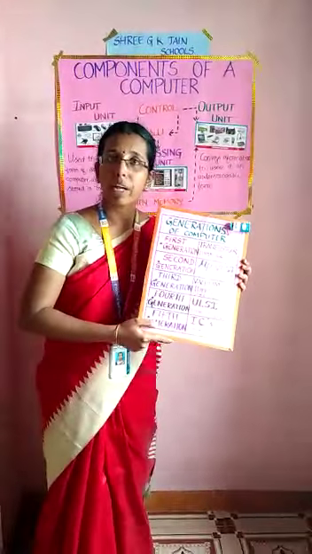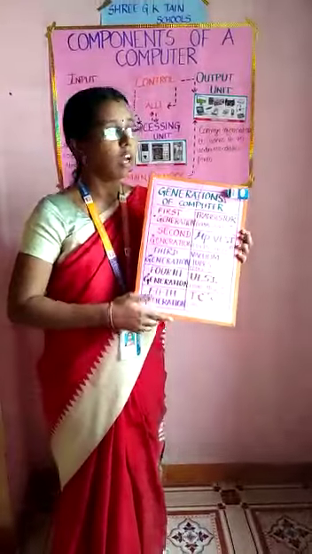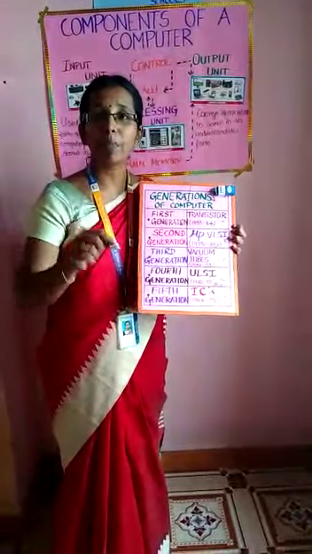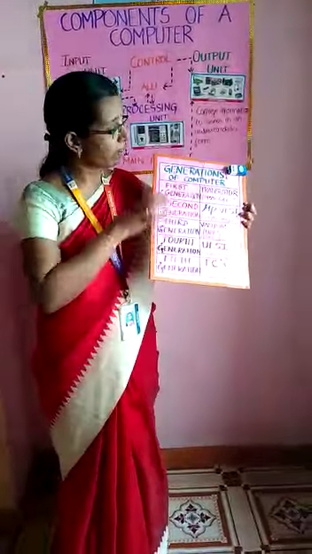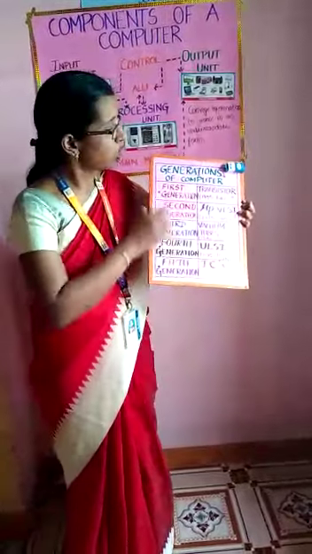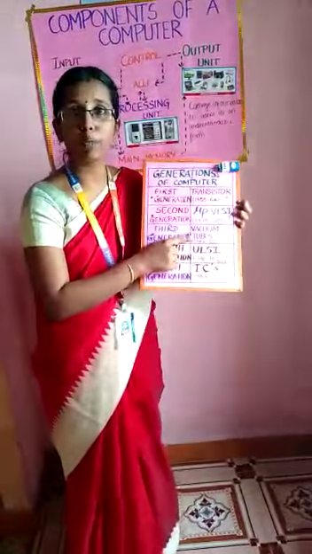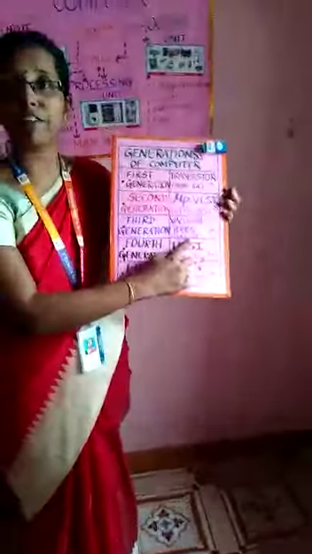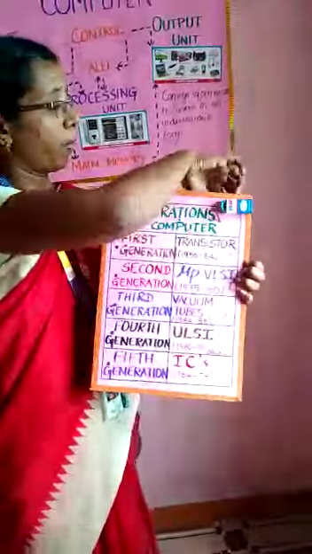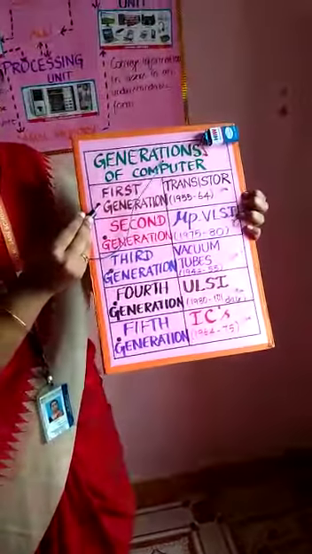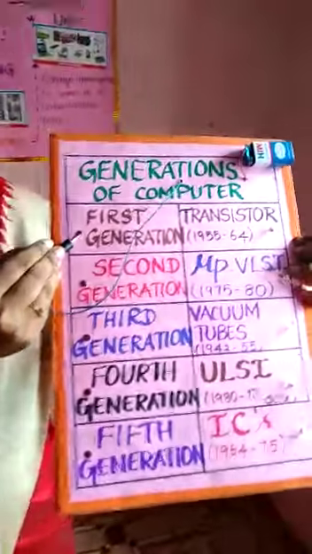Now, the next topic is generations of computer. Generations of computer basically depend on the development in technology. We have 5 generations and the 6th generation is in process. So, the first generation is vacuum tubes, from the year 1942 to 55.